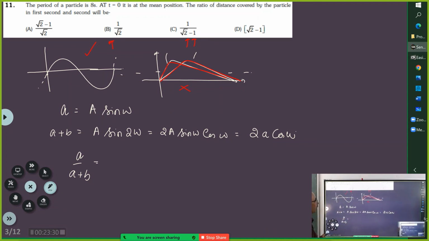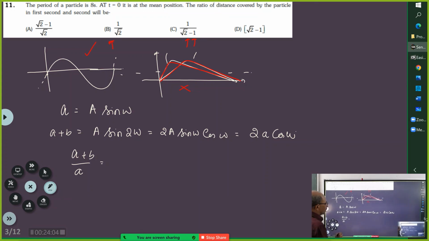Correct. Am I doing the right thing, students? If you do the other way, it will be A plus B by A. The ratio of the distance covered by the particle in the first second and the second second. The ratio we can invert, sir. It will be easier to calculate these things. Okay, I'll go with you. So, go with A plus B by A. Okay, tell me.